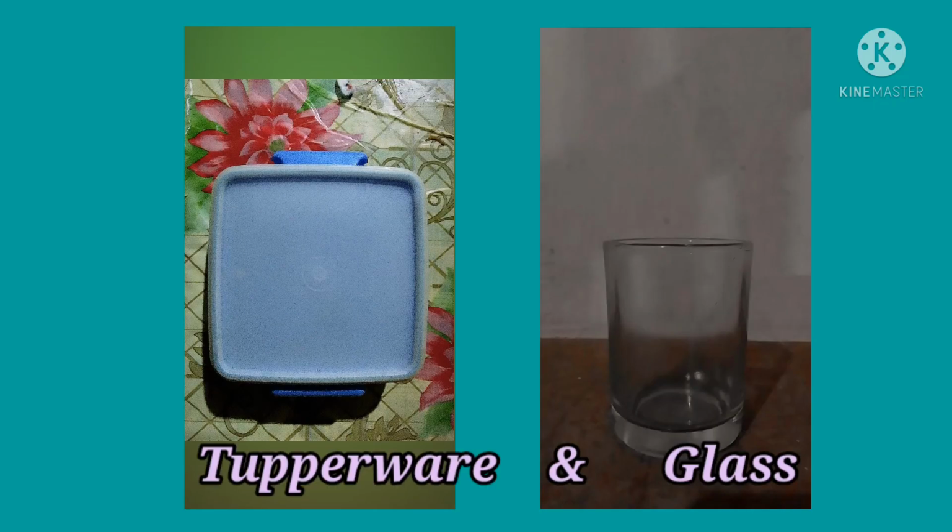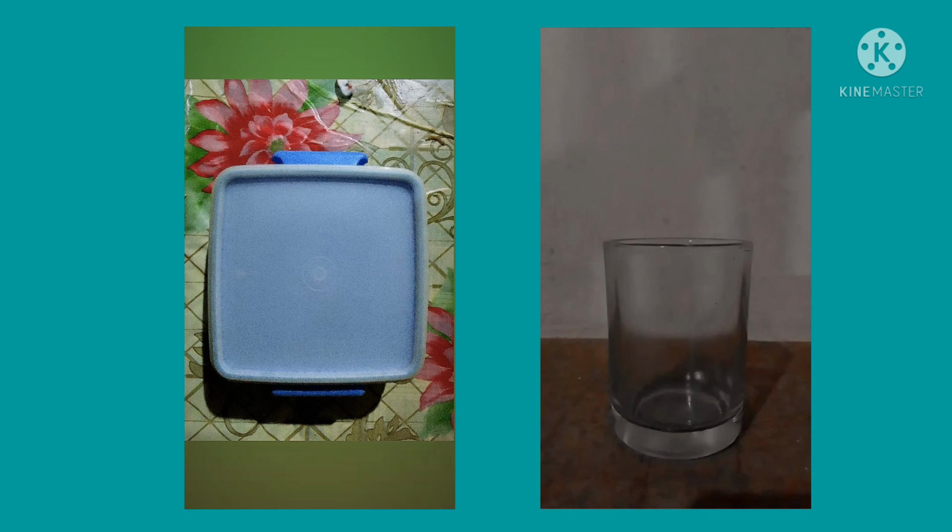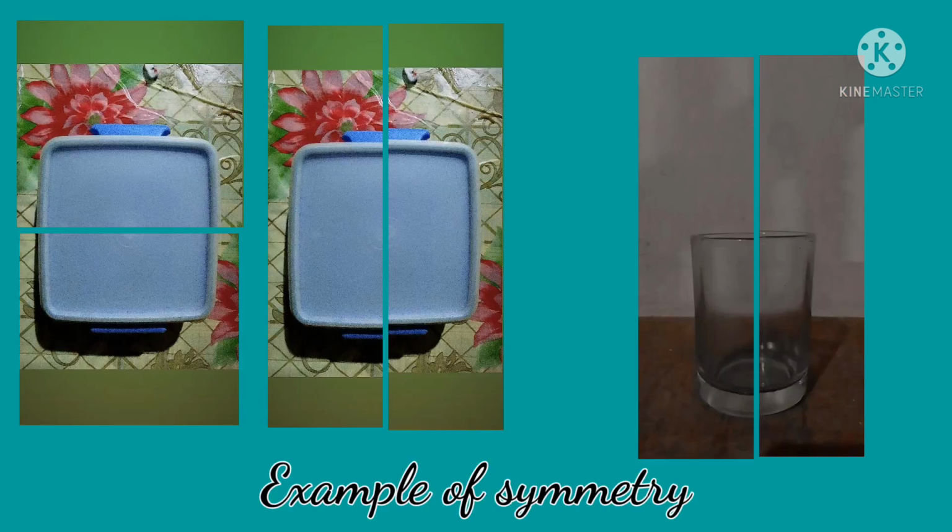This Tupperware and the glass are examples of symmetry. Try to imagine that if you cut the Tupperware in half, each side of the Tupperware is equal, like the glass. If you cut the glass vertically, each side of that glass is equal, like the Tupperware, and that makes the Tupperware and the glass symmetrical.